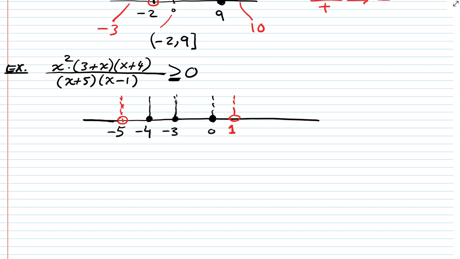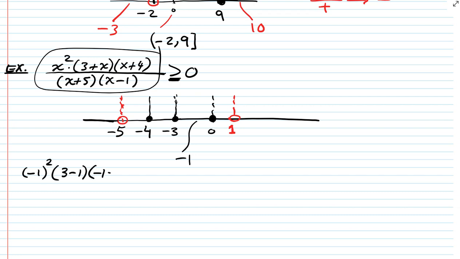Now, because 0 has even multiplicity, we need to pick a test point. I'm going to pick negative 1. Whatever the sign turns out to be here, it will be the same sign on this side, okay? Because of the even multiplicity. So let's do negative 1. Remember, I'm going in here with a negative 1. You're welcome to put negative 1 or just do the sign. I'm going to put negative 1 because most of you probably like just doing that. 3 minus 1, negative 1 plus 4. Negative 1 plus 5, negative 1 minus 1. There.